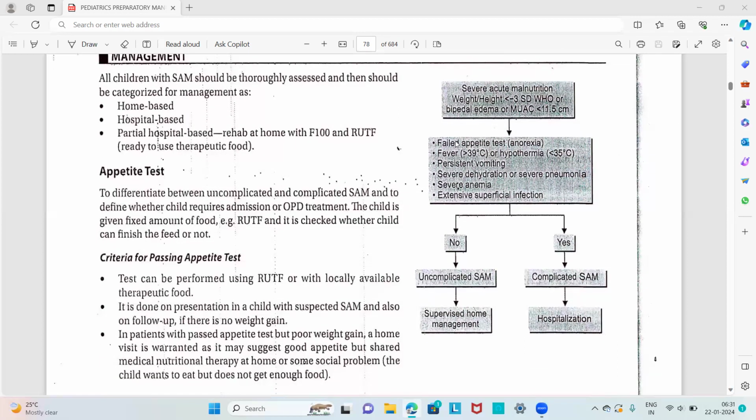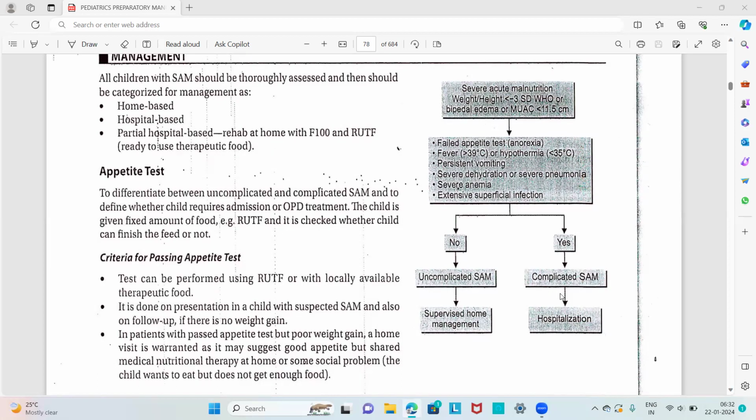And then we have to assess the child, that is, if there is any failed appetite test, that is if there is any anorexia, and the fever is greater than 39 degrees Celsius or hypothermia less than 35 degrees Celsius, and if there is any persistent vomiting, if there is any severe dehydration or severe pneumonia, if there is any severe anemia or extensive superficial infection, if any of these is present, it is known as complicated severe acute malnutrition, and it has to be managed at hospital.